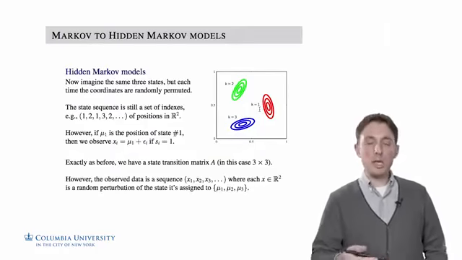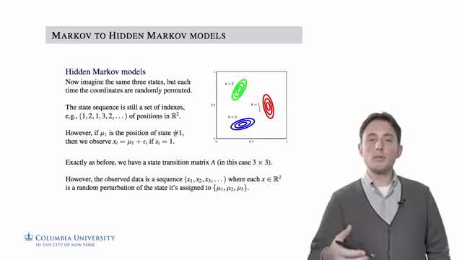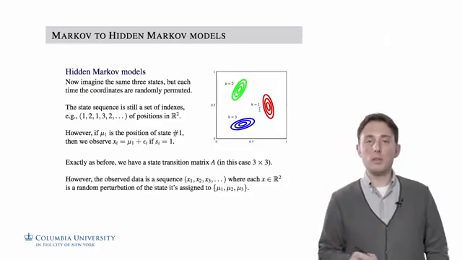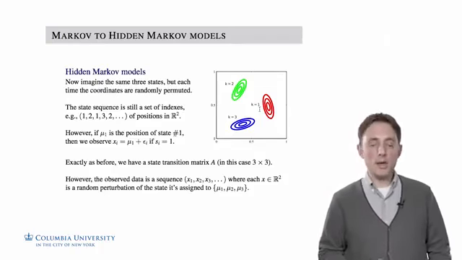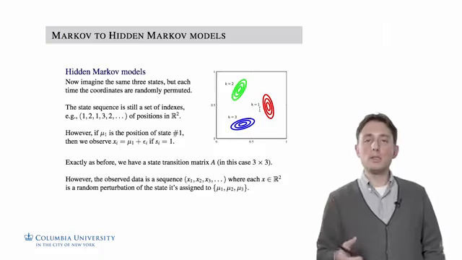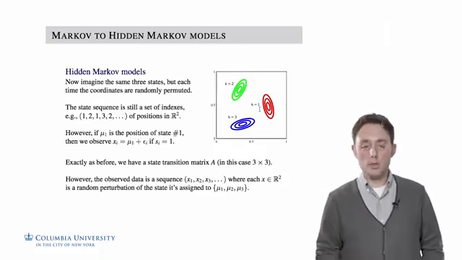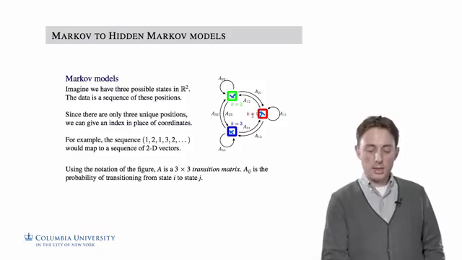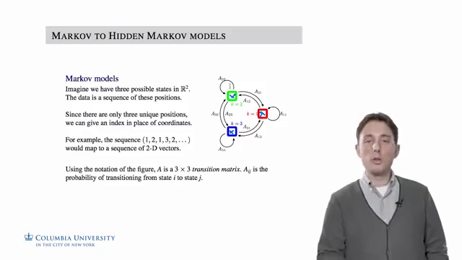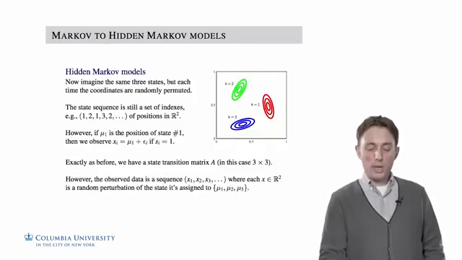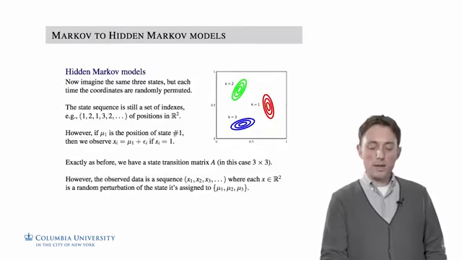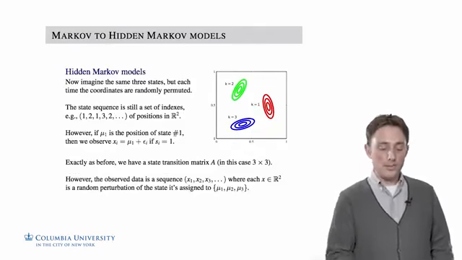But now each time we arrive at one of the three states, we don't get to observe the exact location of the state. It's not a deterministic, discrete thing we get to see. We get to see the location of the state with some random perturbation. So instead of seeing these three vectors over and over again and only these three two-dimensional vectors, we get to see that vector plus some noise.